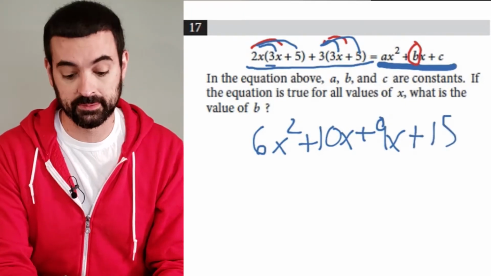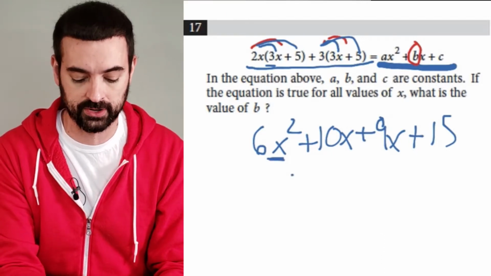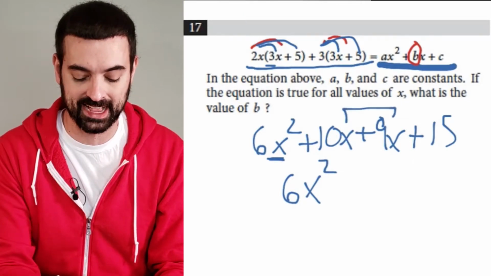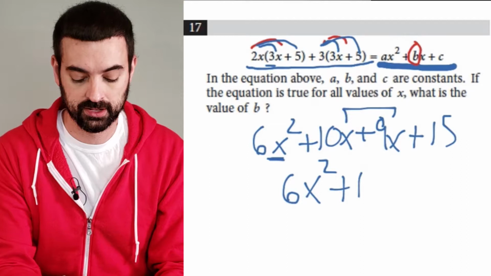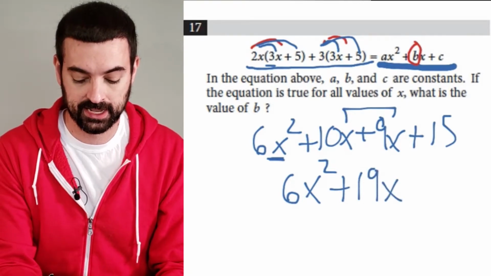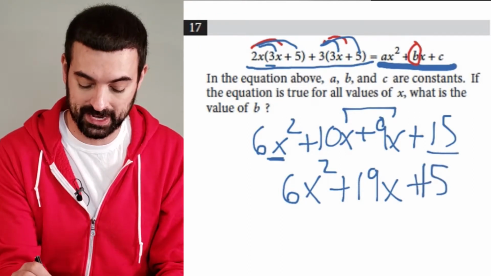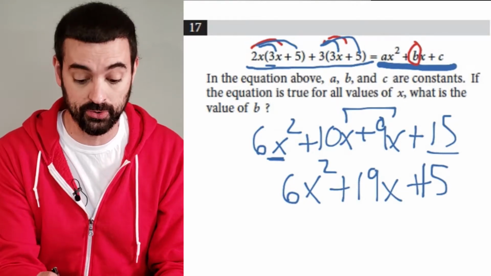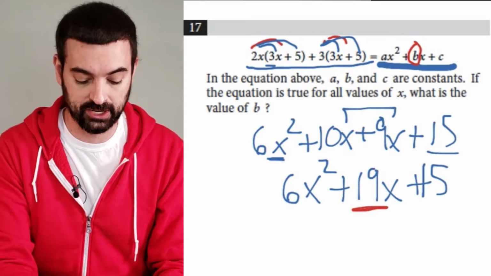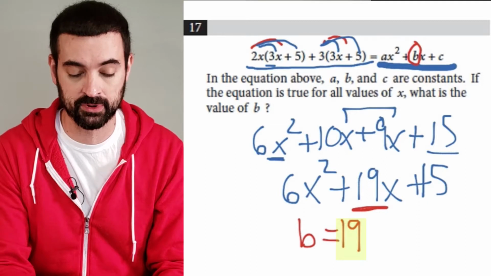Okay, now we're going to combine like terms. There's an x squared term, but no other x squared term. So our first term will be 6x squared. I've got 10x and 9x. Those add up to 19x. And then I've got 15 all by itself. That's my constant. And so my b term is the coefficient of the first degree x value. b equals 19.